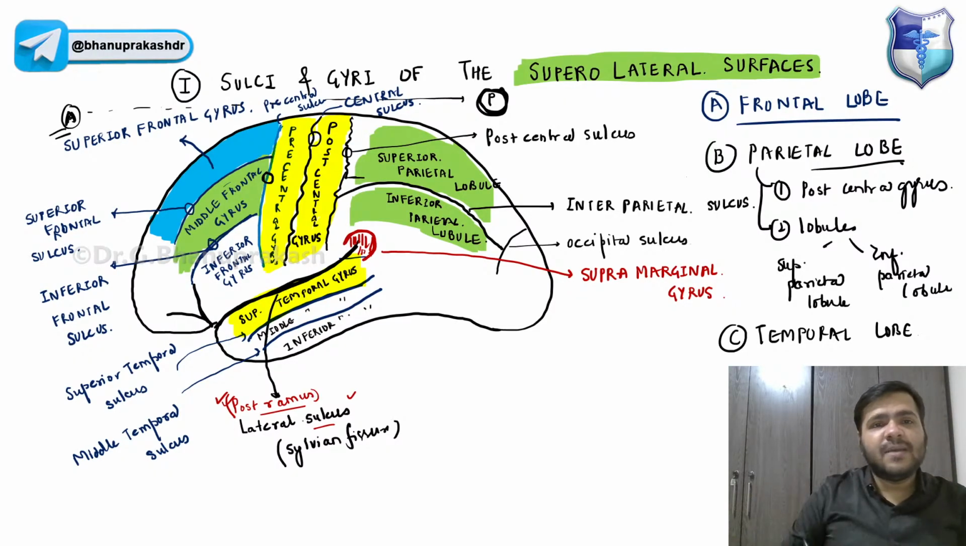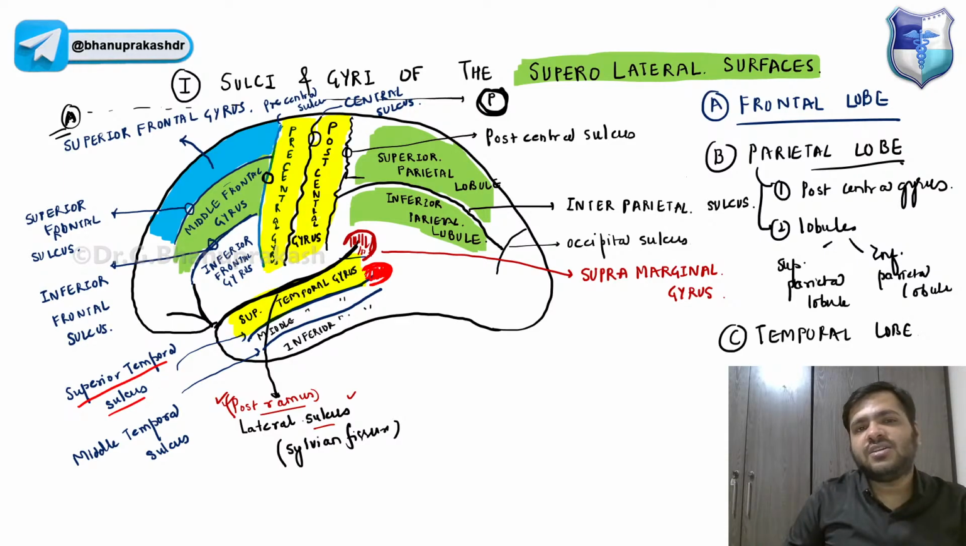नाउ सुपीरियर टेम्पोरल गाइरस के ऊपर भी एक आर्च्ड सरफेस देखने को मिलती है, एक आर्च्ड गायरी देखने को मिलेगा, एंड दैट इज समथिंग कॉल्ड एज द एंगुलर गाइरस, राइट. ये हमें देखने को मिलता है सुपीरियर टेम्पोरल sulcus के जस्ट ऊपर एक आर्चिंग देखने को मिलती है, and that is called as, yes, the angular gyrus.